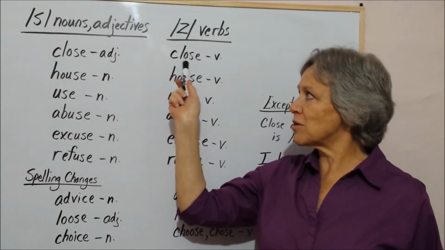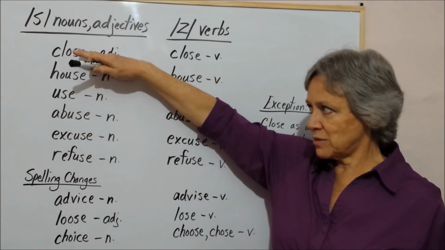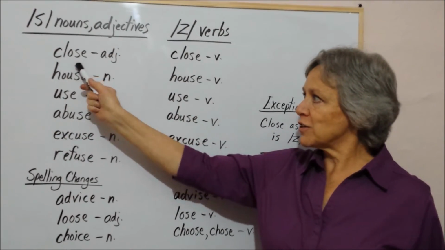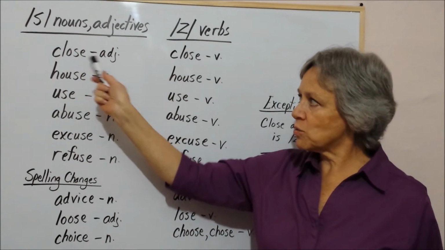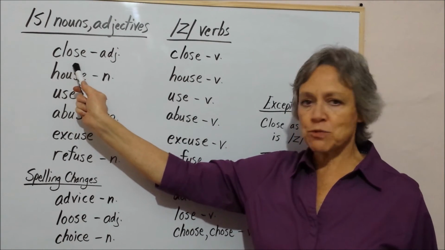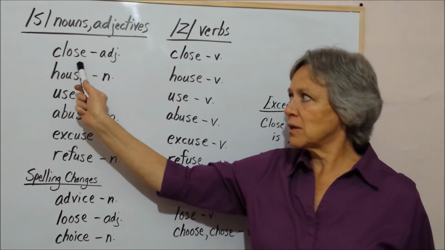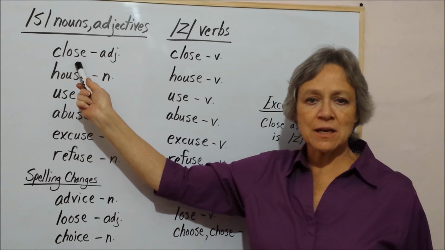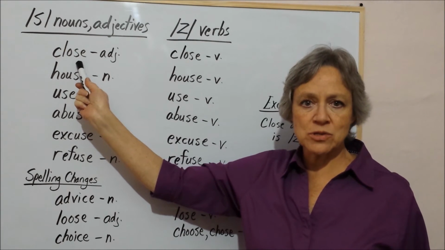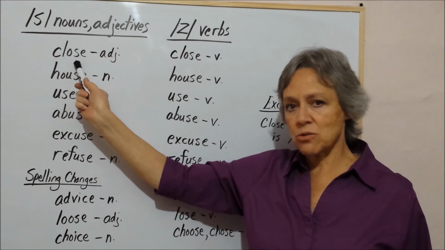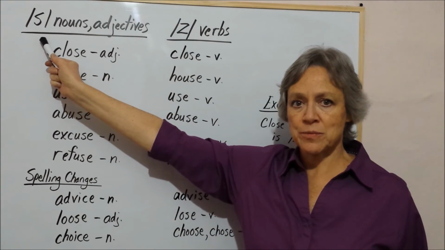Please look at these words though. They are spelled exactly alike for the words up here. They are spelled exactly alike, but they are pronounced differently. This word is an adjective. It's pronounced close with the s sound. She is standing close to me. I live close to the school. Close. It has a s, voiceless sound.